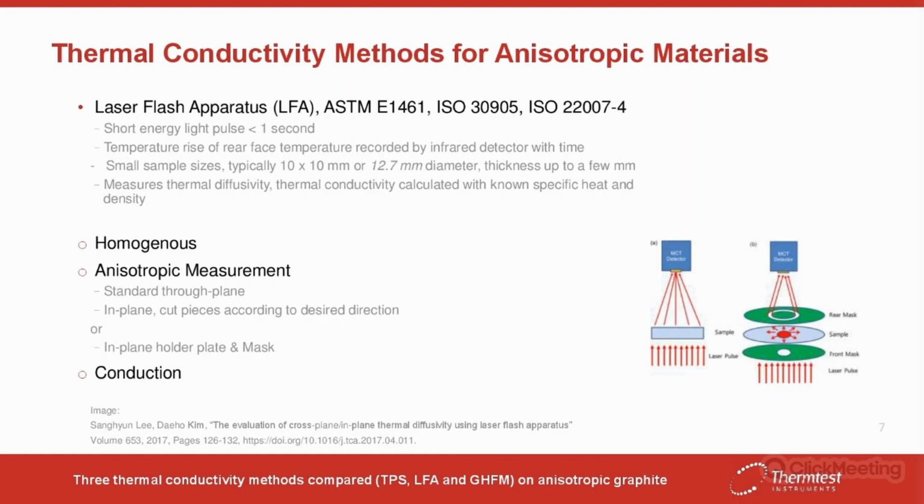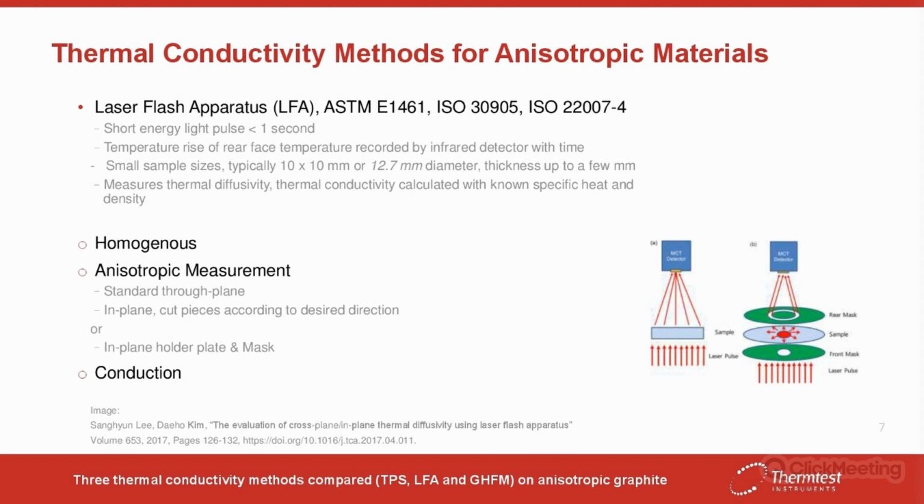The second method would be laser flash. Again, these slides are just giving a little bit of an introduction to the method used. We're certainly not trying to describe all the theory of each of these models; we're really focusing on the use of them in the application. A short energy pulse is applied to one side of the sample and the temperature rise of the rear face is recorded with an infrared detector. The recommended sample size is 1/2 inch diameter and thickness up to a few millimeters, defined by the thermal diffusivity of your material. Again, it is designed for homogeneous materials.